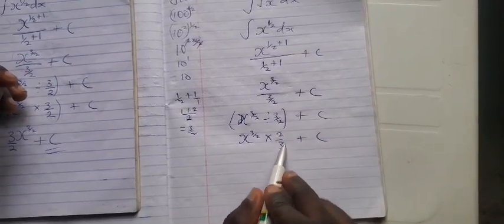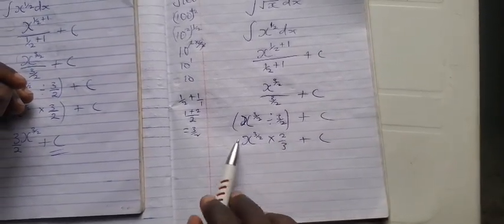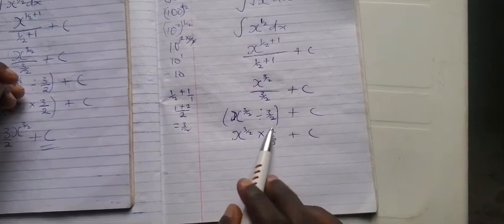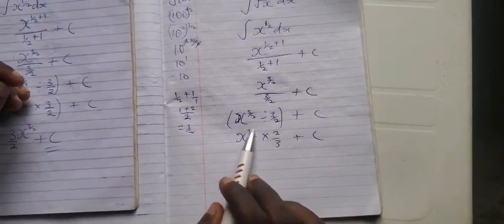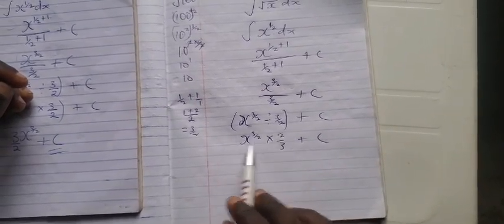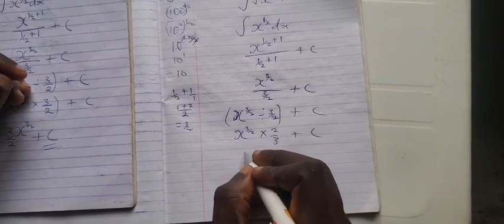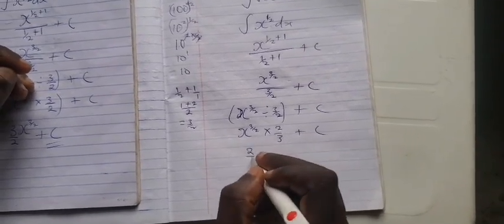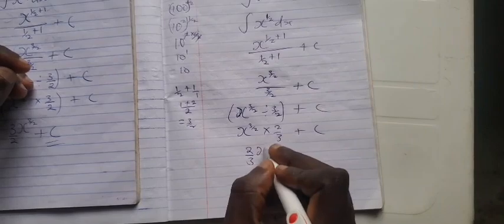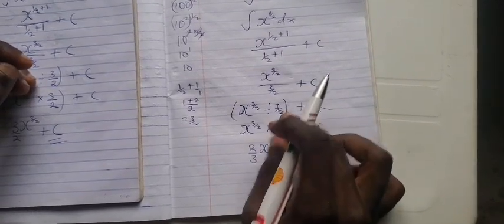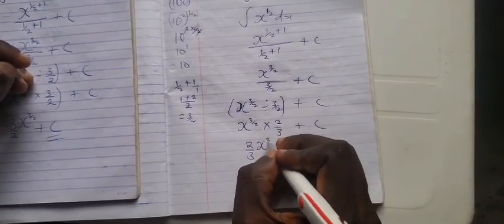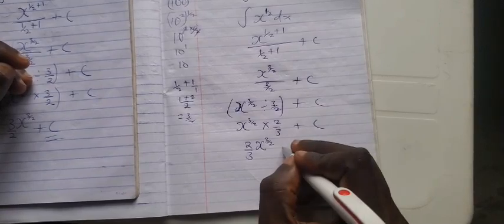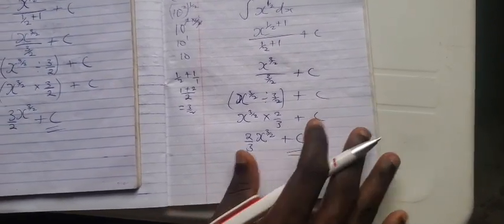So if you use this 2 over 3 to multiply this, mind you, you use this to multiply this x, not the power. You understand? So if you use this one to multiply this, it will give you 2 over 3 x, just multiply with this x raised to power of 3 over 2 plus constant. So that is our final answer. That is the end of question number 2. Let's solve question number 3.